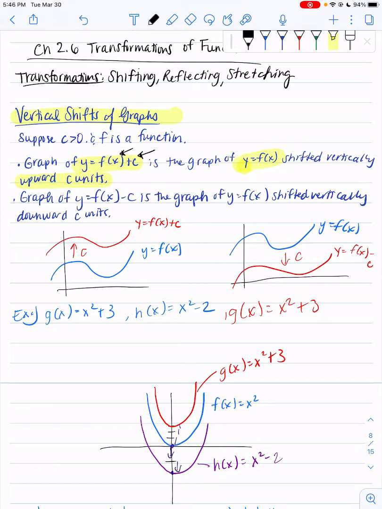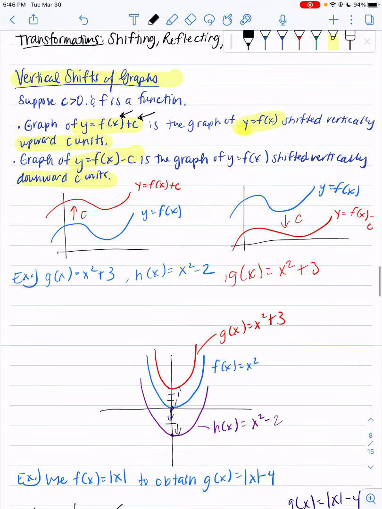The graph of y equals f of x minus c is the graph of y equals f of x shifted vertically down c units. So here's a little picture of what's going on. The blue is our original y equals f of x graph, and by adding c, we're shifting up. That's the red graph, c units. So that difference is c. And then on the right, we're subtracting c, so we're shifting down c units.